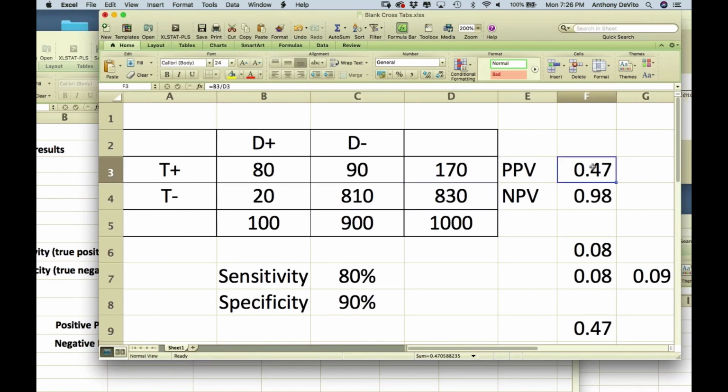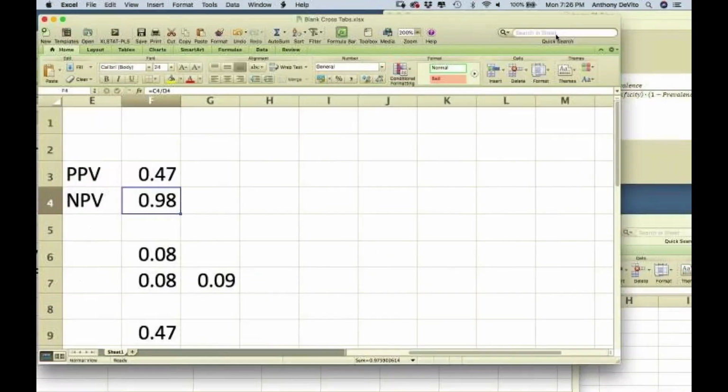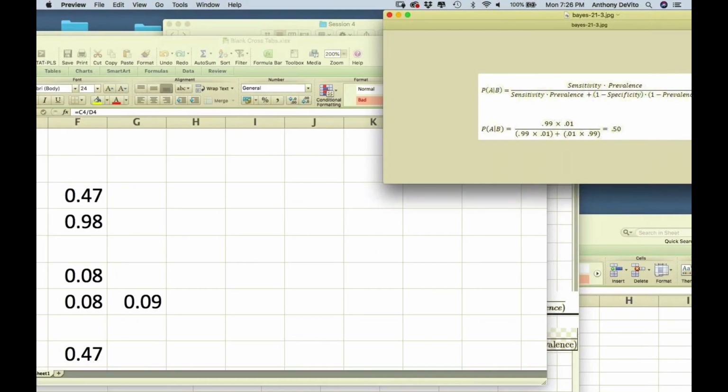You can figure out the positive predictive value and the negative predictive value using this table to check if you did that formula correctly. Or if you did it this way, you could then use that formula to check to see if you did the table correctly.